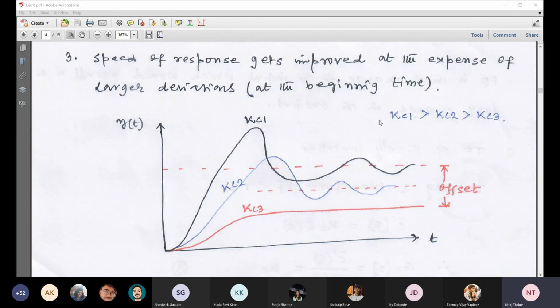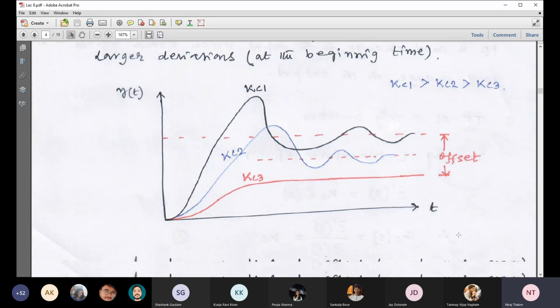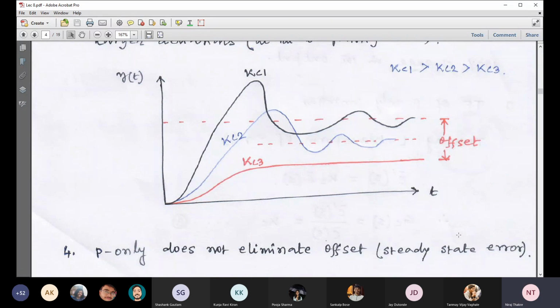Okay, so let us continue our discussion on this P-only controller. Now come to the fourth point. This is the fourth point. P-only controller does not eliminate offset. See, if you are not understanding any point, let me know. I'll elaborate. If you are not understanding any point, immediately let me know.